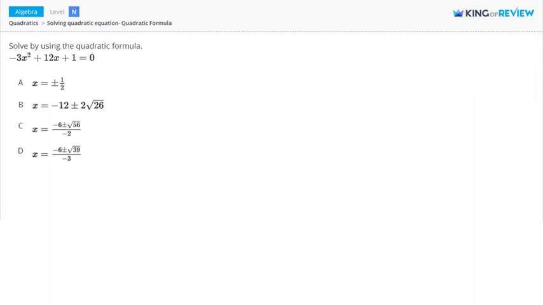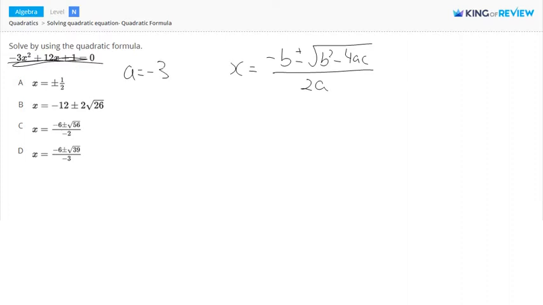Okay, so the quadratic formula says x is equal to negative b plus or minus the square root of b squared minus 4ac, divided by 2a. And in our case, the equation here, our a value is going to be negative 3, our b is going to be 12, and our c is going to be 1. So all you have to do is just plug in our values.